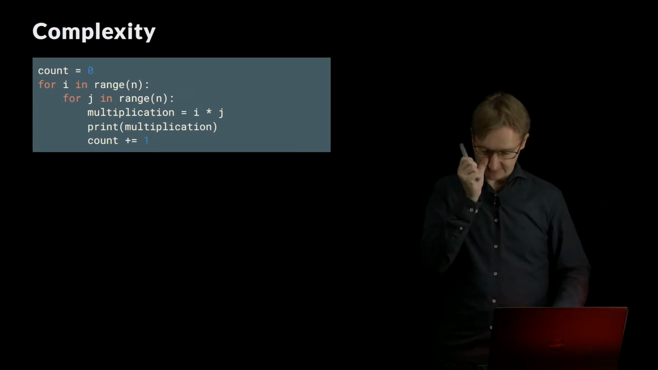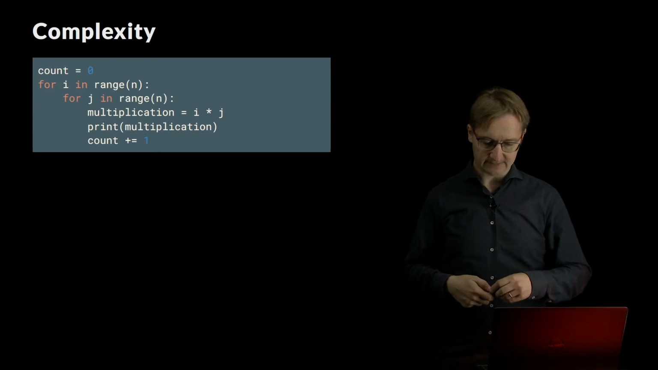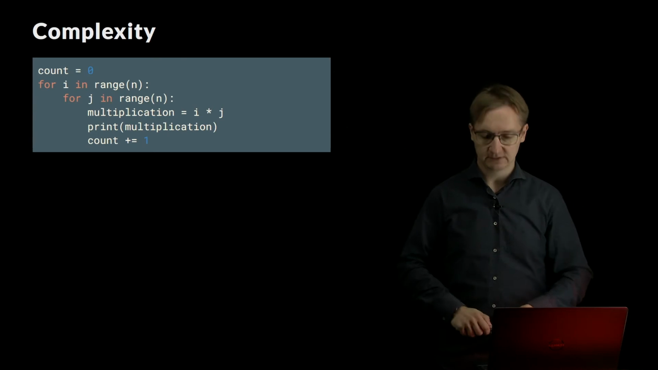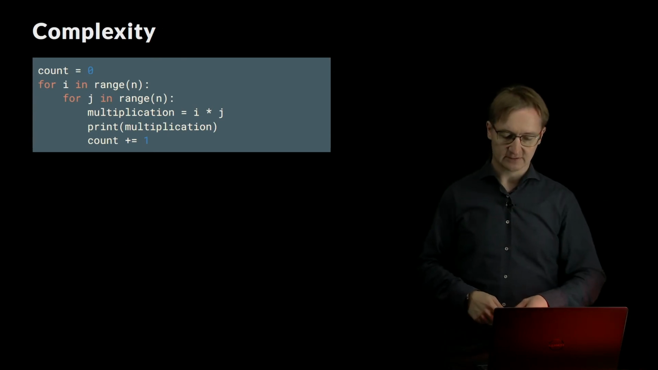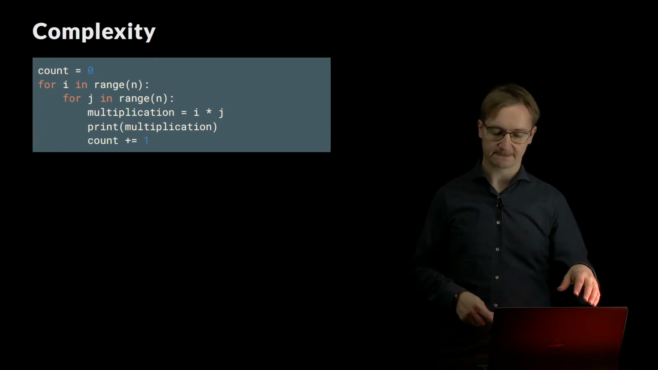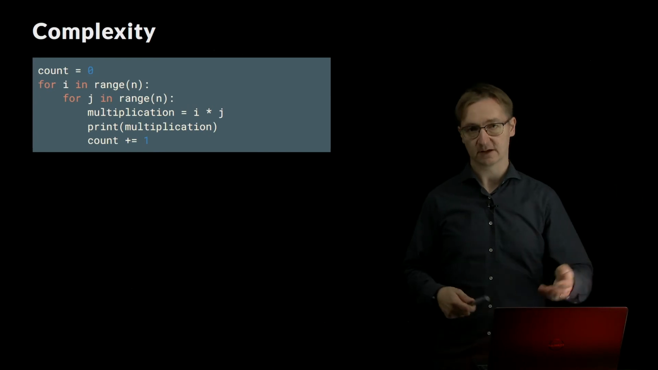So for example, I have a for loop here, which also contains a for loop, and I do some calculations, print something out, and count something. A simple code. So basically I just take n numbers, multiply every number with every other number, then I print it out, and then I count how many calculations I did.